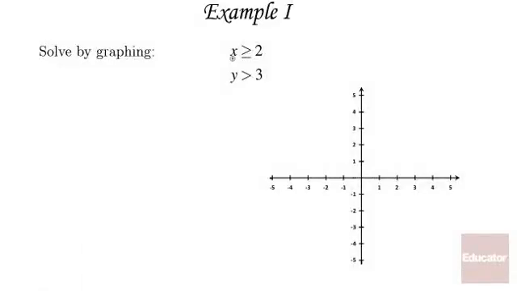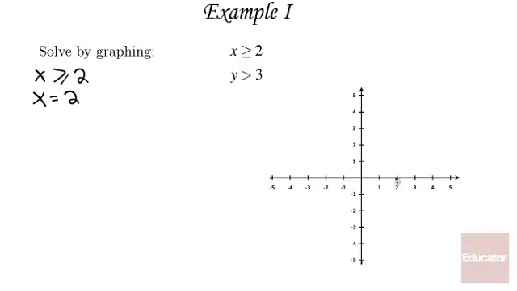Okay, first example. Very straightforward. x is greater than or equal to 2. y is greater than 3. Starting with x is greater than or equal to 2, the corresponding linear equation would be x equals 2. And that just tells me that if x equals 2, no matter what the y value is, it's just saying x is 2. So that's going to be a vertical line.